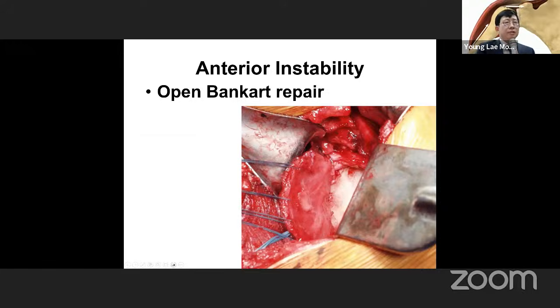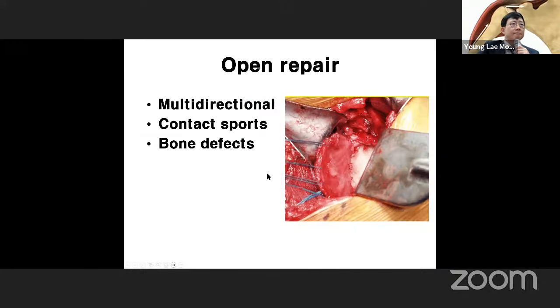If the patient has a component of MDI, I also prefer utilizing open Bankart repair in the case of a very unstable shoulder, such as in a lady, the young generation, or a contact athlete. So if the patient has multidirectional instability with contact sports and a large bone defect, I perform open repair.